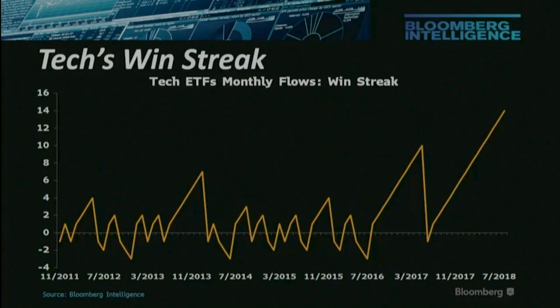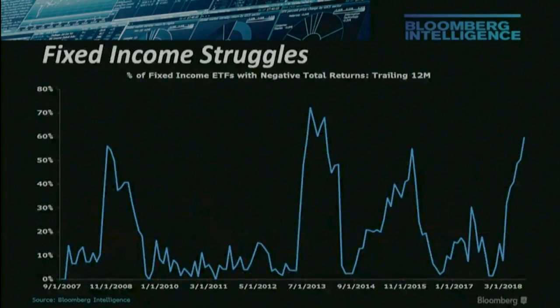But this year, for this month, it looks like that win streak might actually stop. There's about a few $100 million that have left the door in tech this month. When you're looking at tech performance, it's starting to diverge from some of the other sectors, but flows are continuing to go up for tech. So it looks like in September, this might be the end of tech's flow win streak of 14 months, which is pretty incredible.